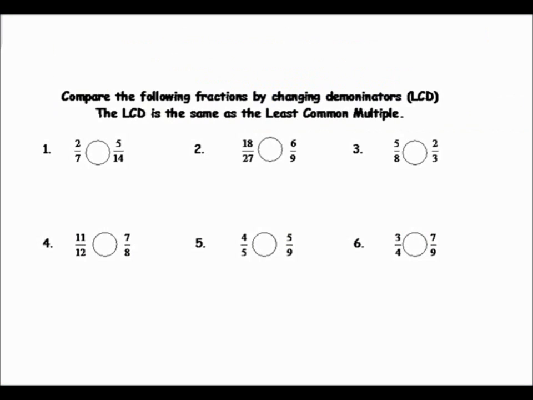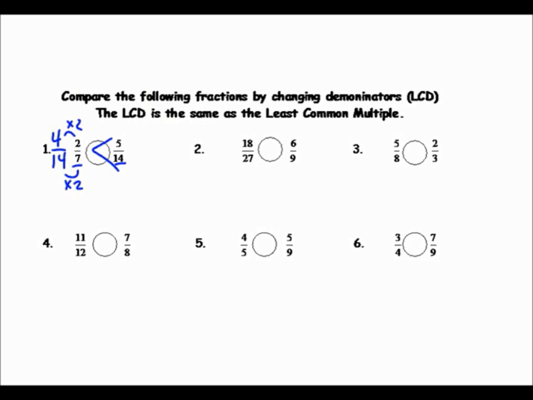So let's do a few examples here. This is actually from a classroom assignment. We're going to change the denominators. Sometimes you only need to change one denominator. For example, on number 1, you've got 14ths and 7ths. We're going to change this one. The least common denominator would be 14. So 7 times 2 is 14, 2 times 2 is 4. You've got 4/14 and 5/14. 5/14 is bigger.